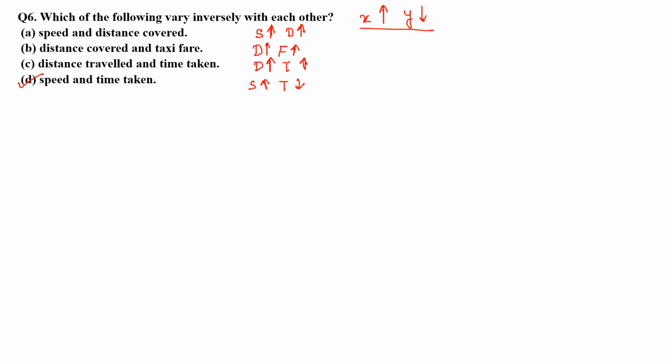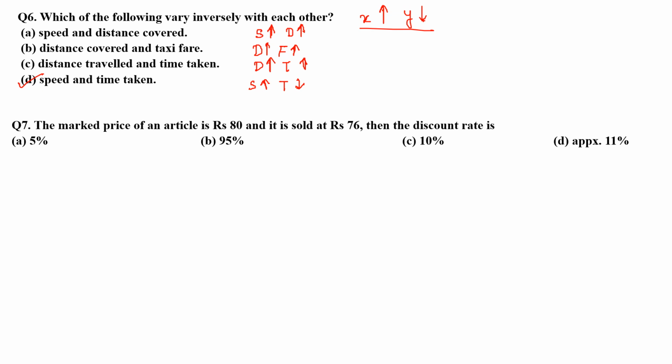Now question number 7. The marked price of an article is 80 rupees and it is sold at 76 rupees. Then the discount rate is. Discount rate means you have to find discount percent. Okay. So what is given in the question? Marked price is given as 80 rupees. Selling price is given as 76 rupees. And you have to find discount percent. Now we know that discount percent is always calculated on marked price, isn't it?